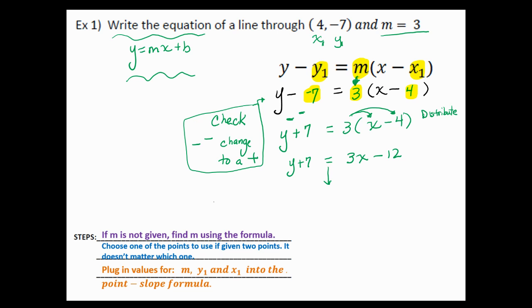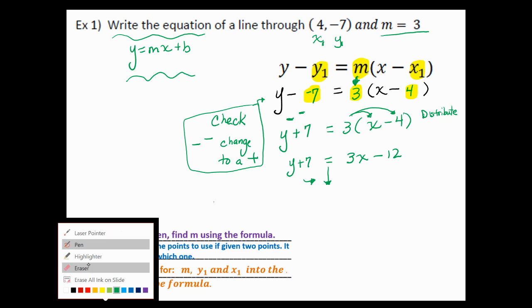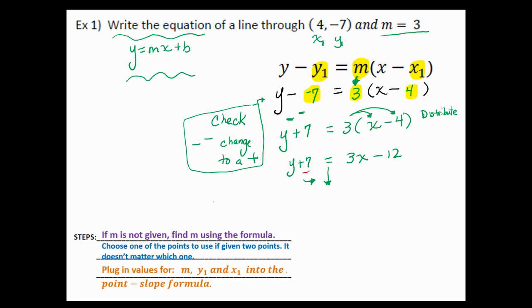So the last thing we do is we get y alone. So you just need to pop the 7 over to the other side. So we're going to subtract 7. This will go away. Y will be equal to 3x. And how much is negative 12 and negative 7 more? It's negative 19. And you just wrote yourself an equation of a line.